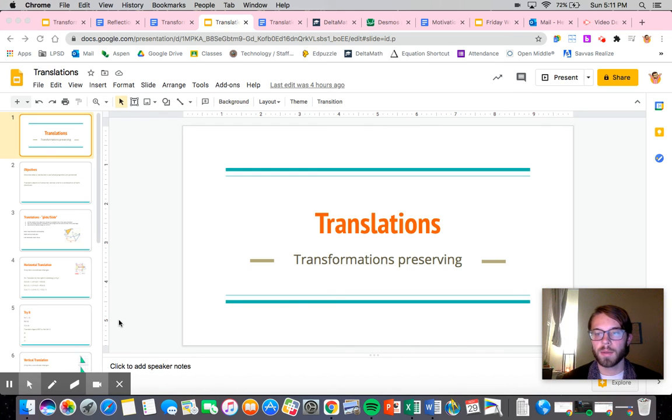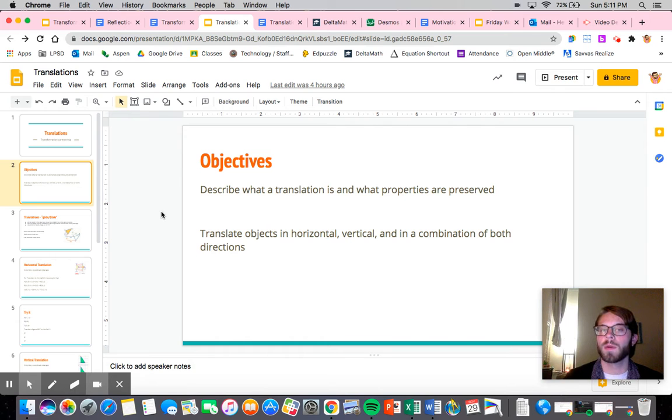Hi, everyone. Just wanted to take a moment to talk a little bit about our second type of rigid transformation, or isometry: translations. So, again, these are ultimately the slide ones, right? These are the ones where you start at a point and you just move over that same amount. Okay. So, what are our objectives today? We are ultimately going to be describing what a translation is and what properties are preserved. And we are going to translate objects in vertical, horizontal, and in a combination of both directions.